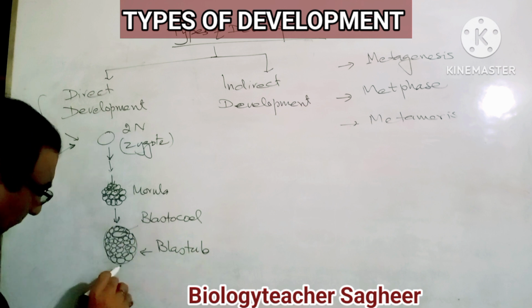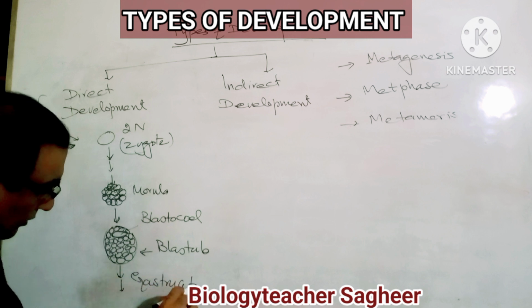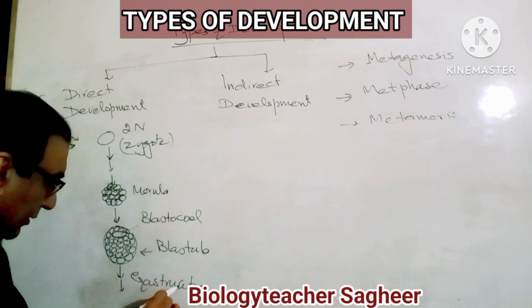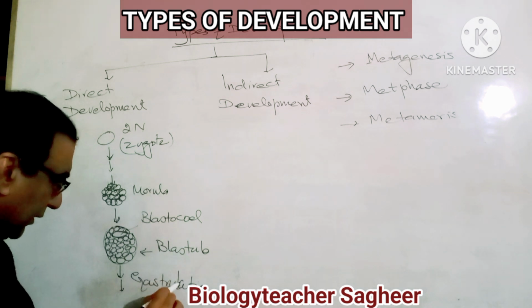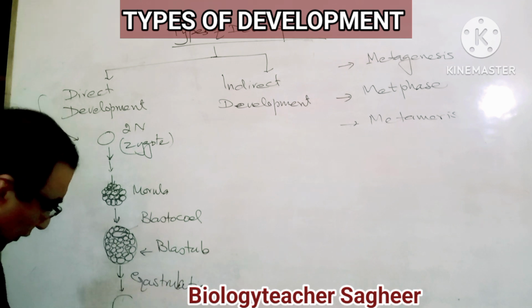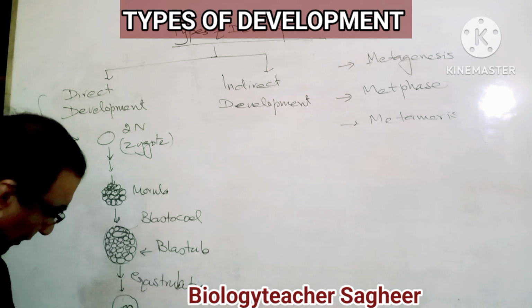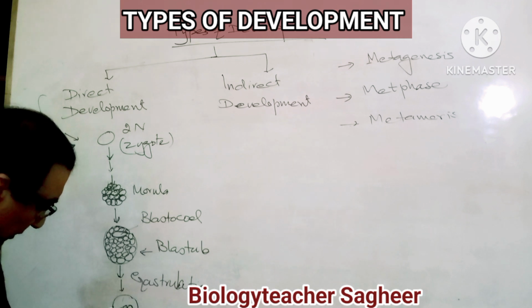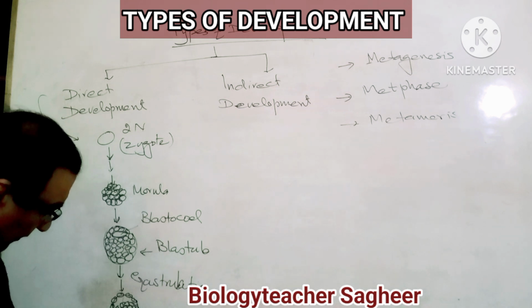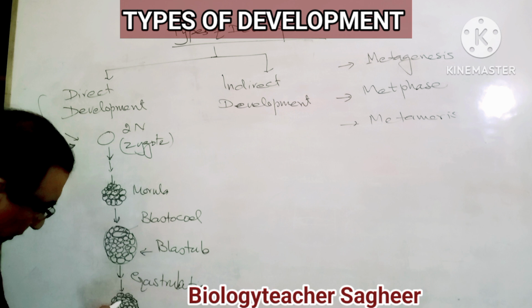The blastula undergoes gastrulation and forms what? Gastrula, a three-layered structure that has the inner endoderm, the outer ectoderm, and the middle mesoderm. Okay, the mesoderms are of two types, and those are what?